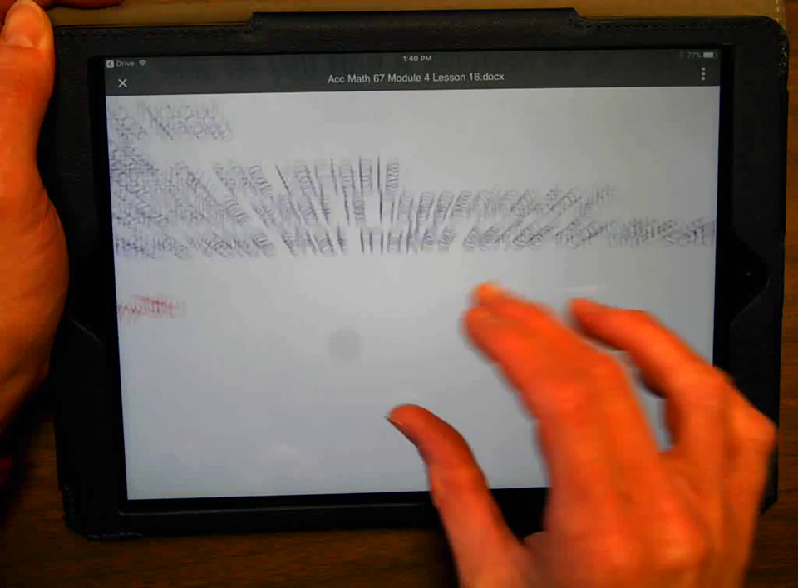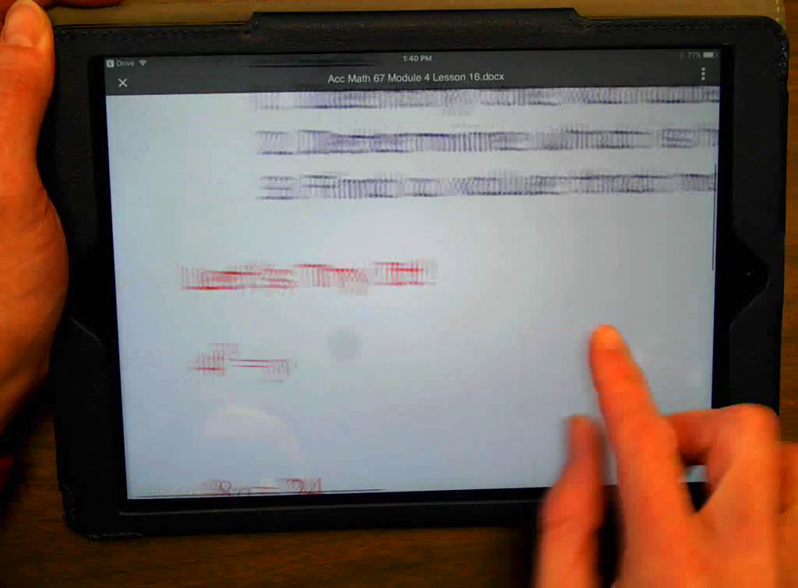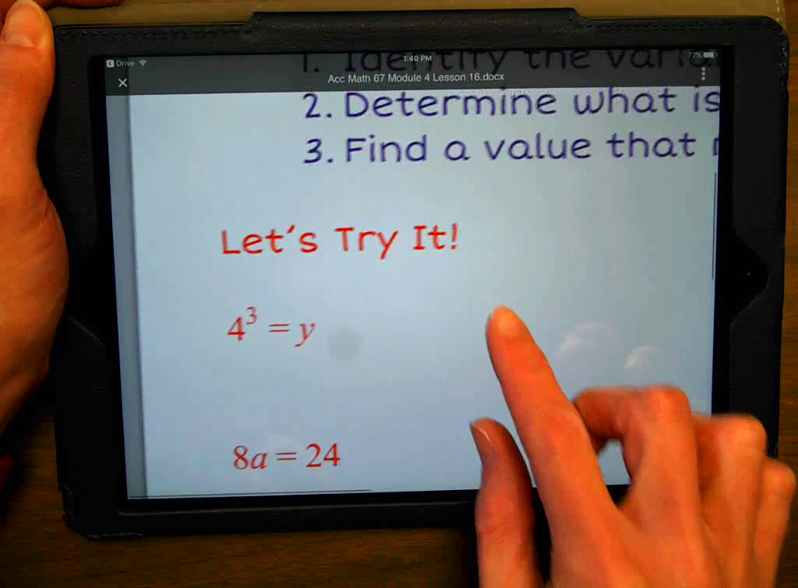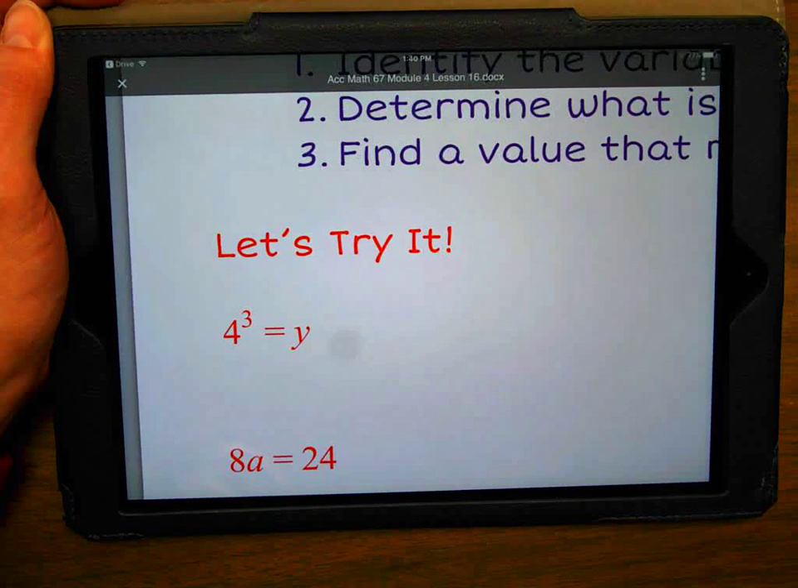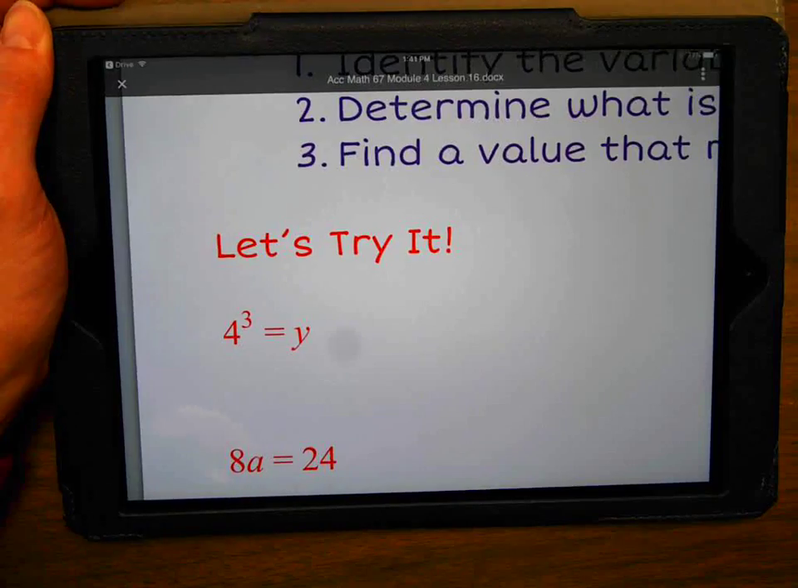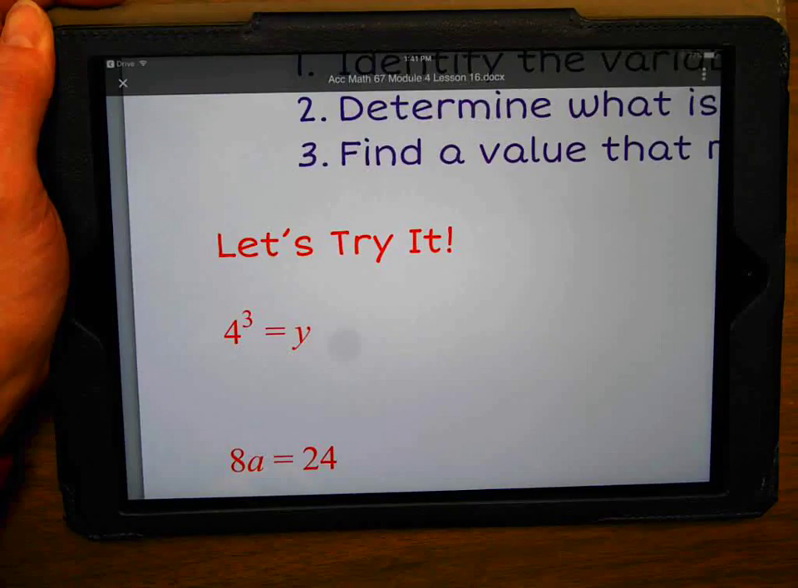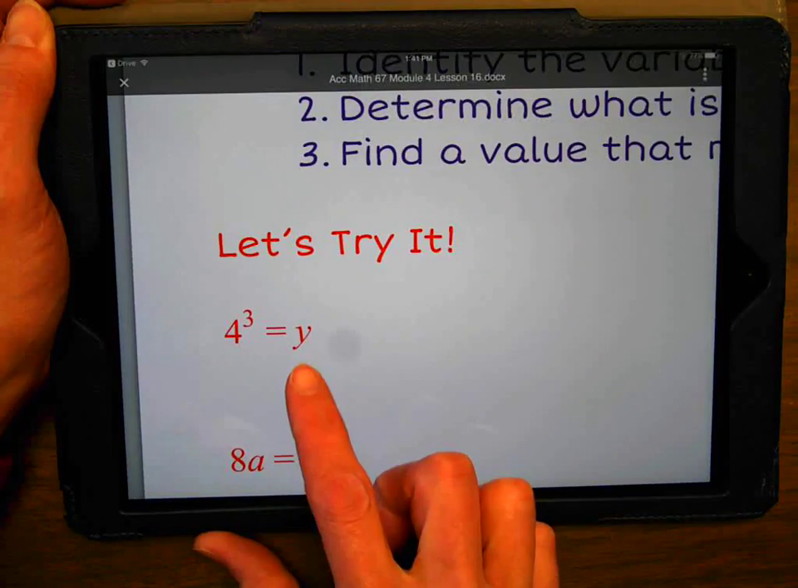All right, I have some let's try it problems. Let's move this over here so that you can see them. The first one says 4 to the third power equals y. If we go through our steps, the first thing was to identify the variable. The variable in this equation is the letter y. Y is the variable because it's the unknown amount.